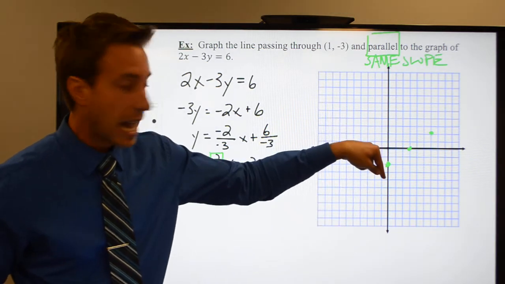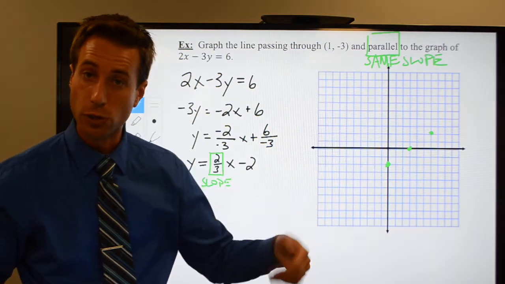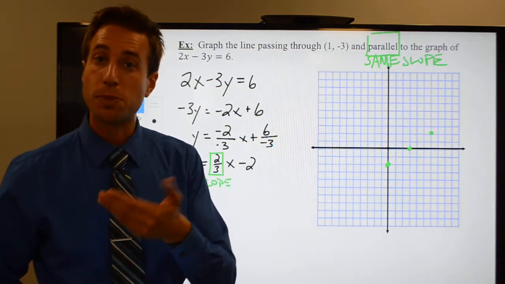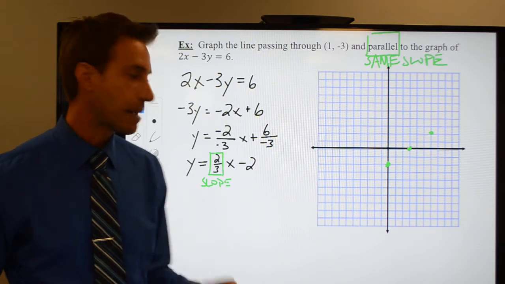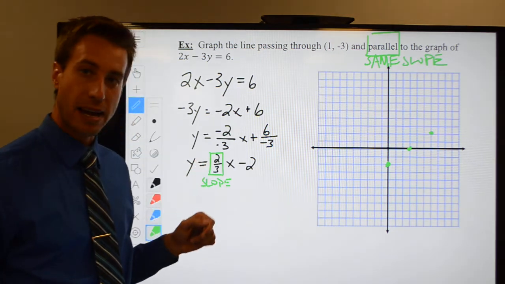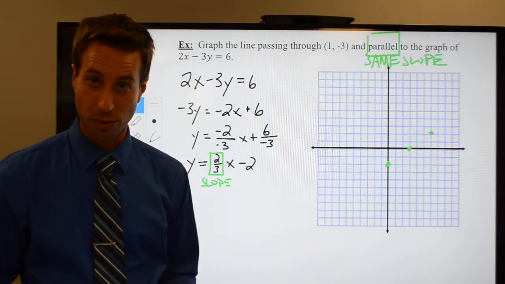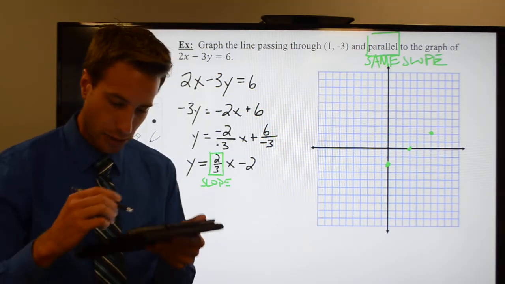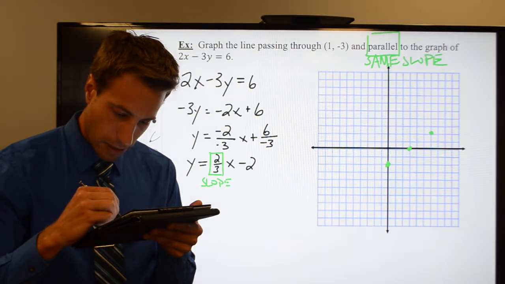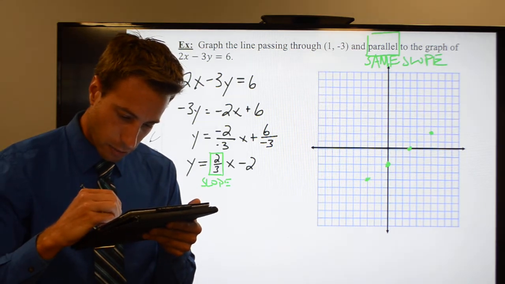I could go down 2, which would be a -2, and back 3, which would be a -3. Same thing, -2 divided by a -3. The negative signs cancel each other out, and I still have a slope of 2/3. So I can go down 2 and back 3. Let me do that. Down 2, back 3. There's a point right there.